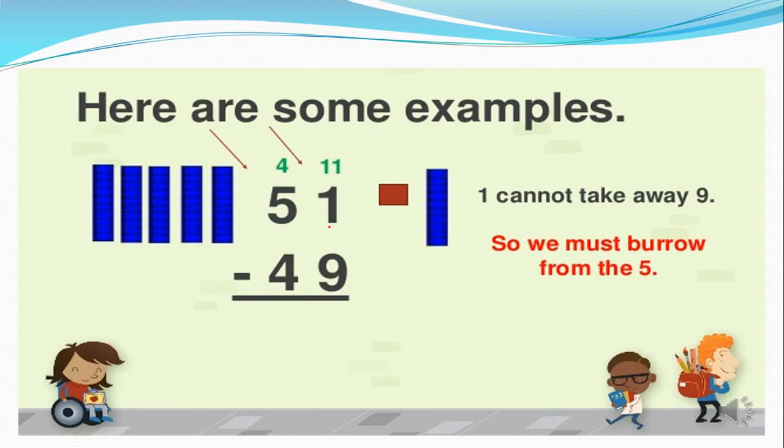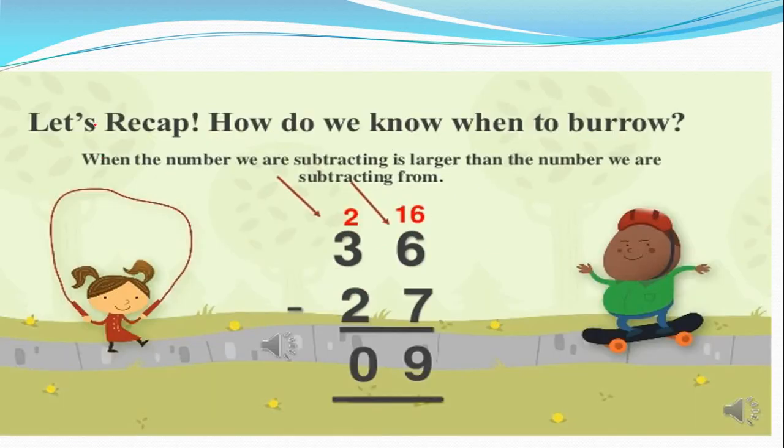11 minus 9, how many is left, students? 2. Then we cut the 5 and put a 4. 4 minus 4 is 0. So the answer is 2. Understood? Then now another example.